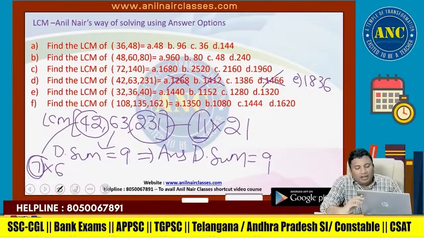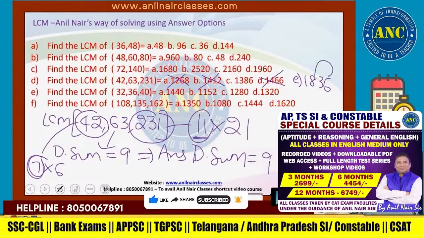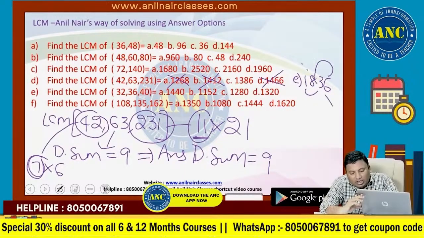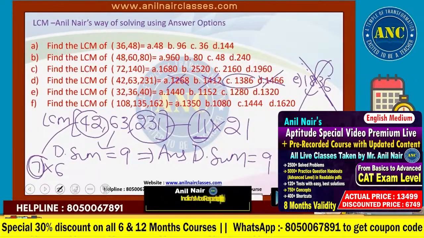Divisibility rule of 11 is sum of the odd places minus sum of the even places. 6 plus 8, 14. 14 minus 4, 10. It is not divisible by 11. So the answer is 1386.